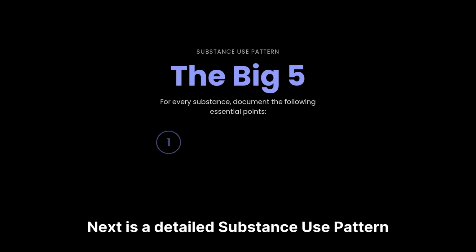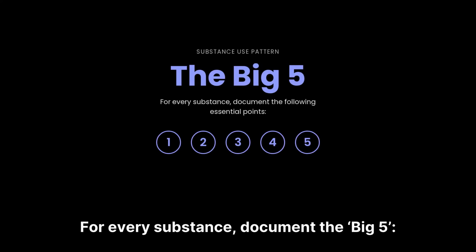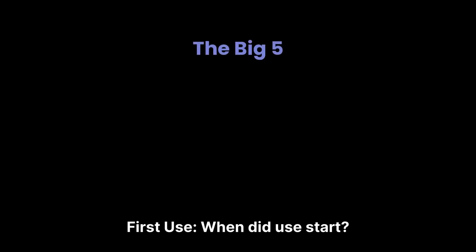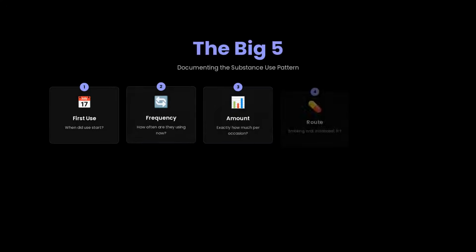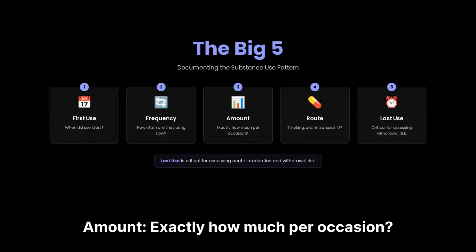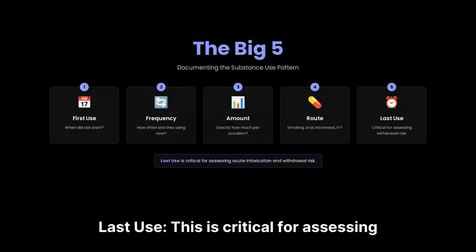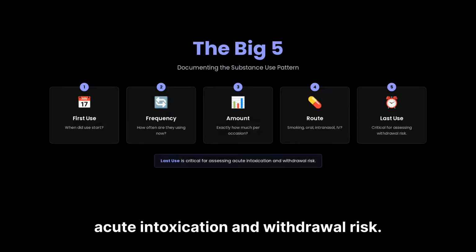Next is a detailed substance use pattern for each substance. Be extremely specific. For every substance, document the Big 5. First use. When did use start? Frequency. How often are they using now? Amount. Exactly how much per occasion? Route. Smoking, oral, intranasal, IV? Last use. This is critical for assessing acute intoxication and withdrawal risk.